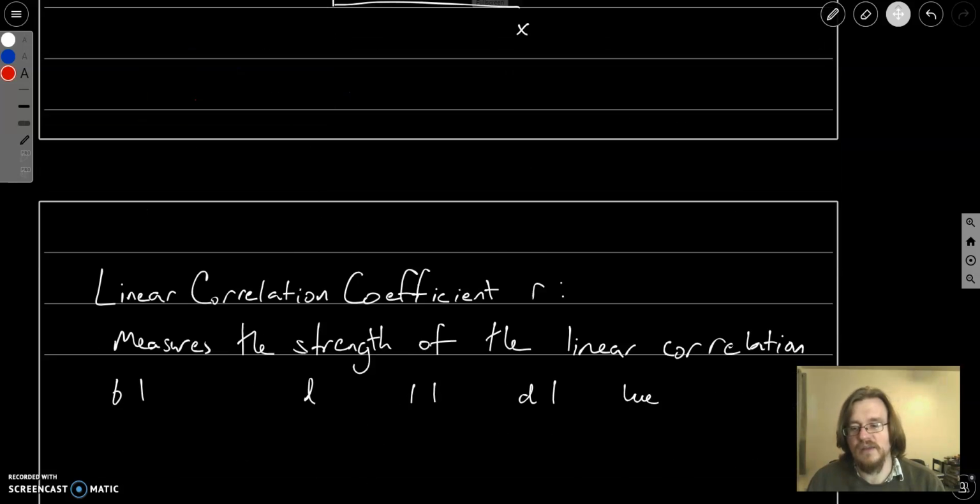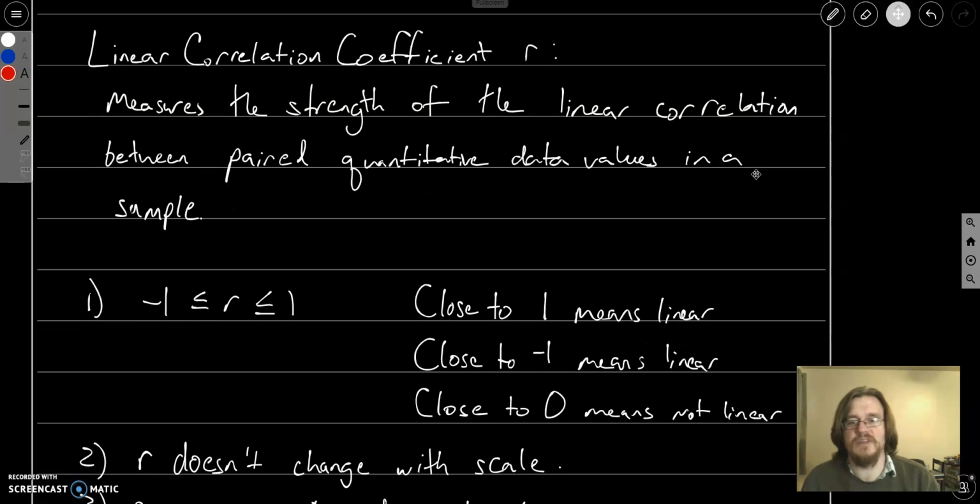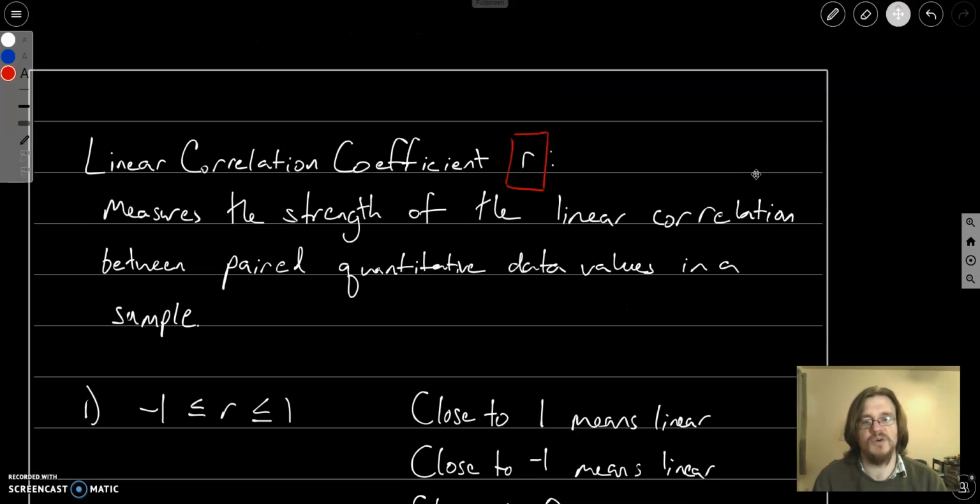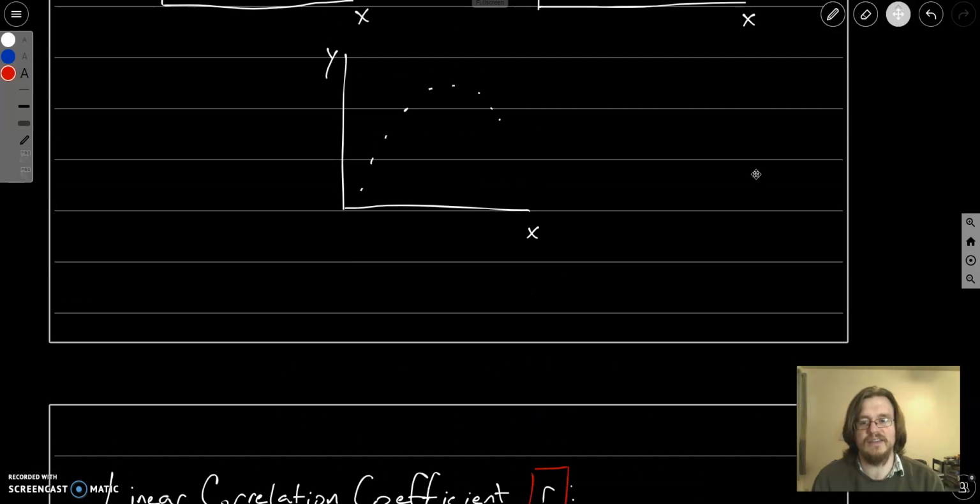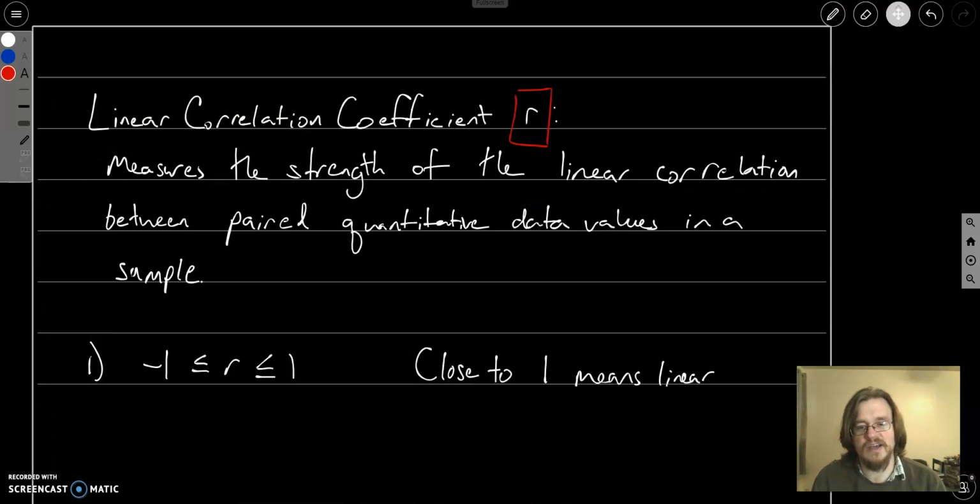So the number that we will use to describe linear correlation is r, and it's called the linear correlation coefficient. This measures the strength of the linear correlation between paired values. So when we look at these, we see that x and y are going to be paired. For each x value, we have one y value, and we can look to see whether or not it forms a straight line.